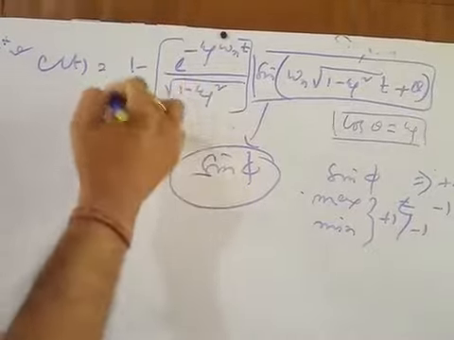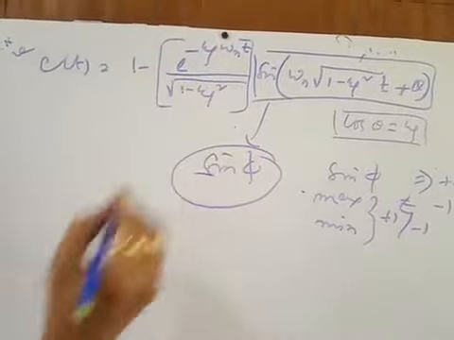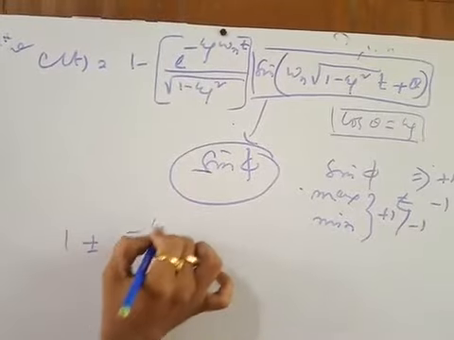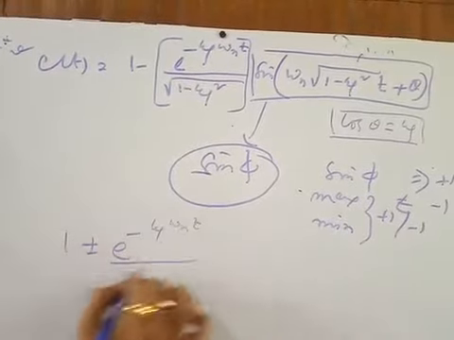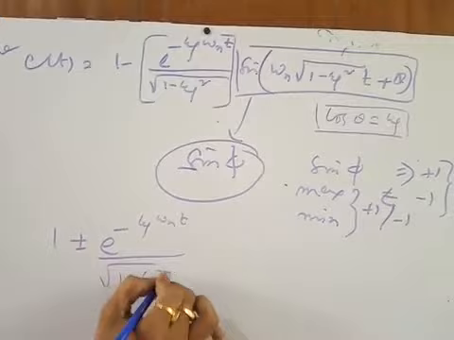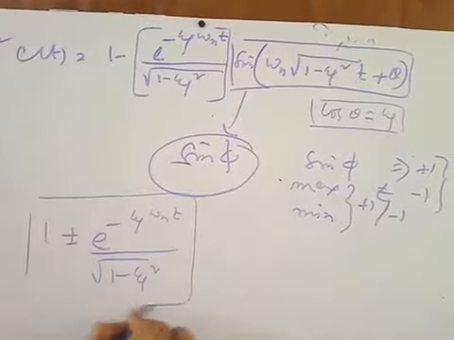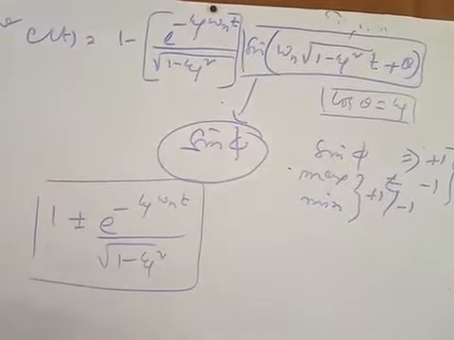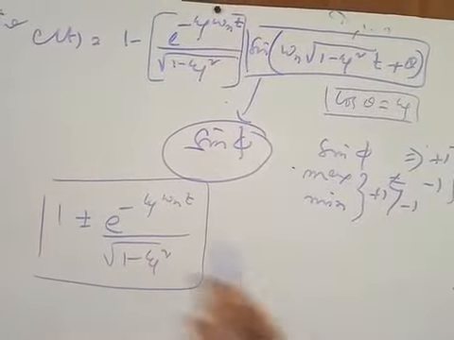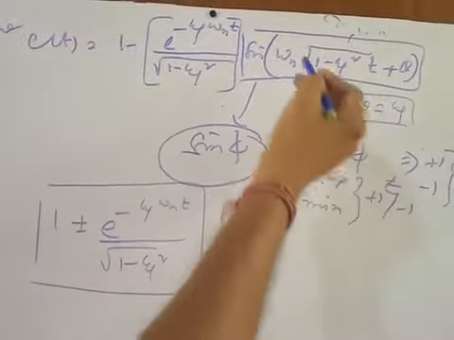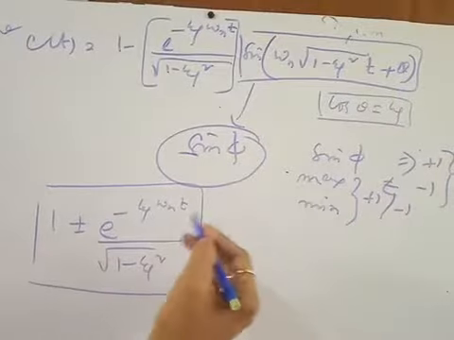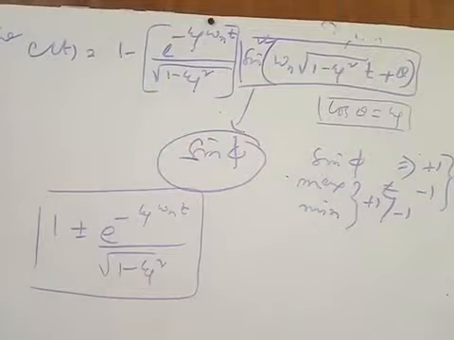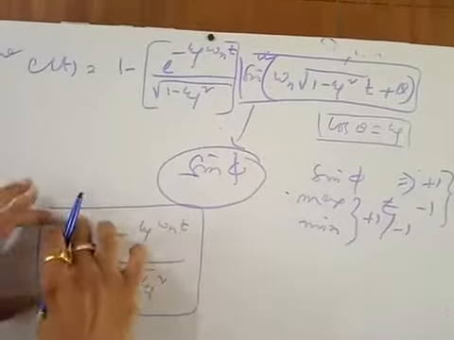So you get an envelope-like structure, so you get 1 plus or minus e to the power of minus xi omega n t by root over 1 minus xi square, and that is a function of xi and omega n also, right? For a particular value of phi, say for example the maximum value of phi, you get sin phi equal to plus 1, and for the minimum value it will be minus 1. So ultimately the nature of this is sinusoidal, but it will follow a certain kind of envelope.